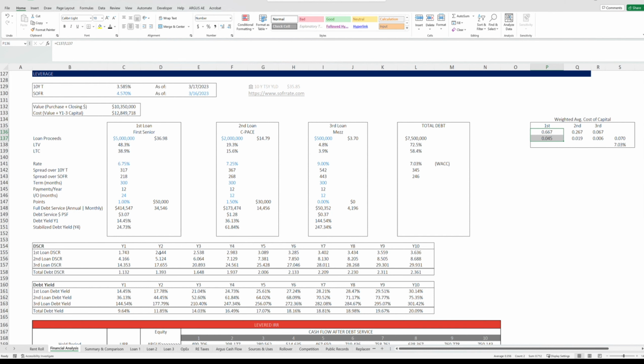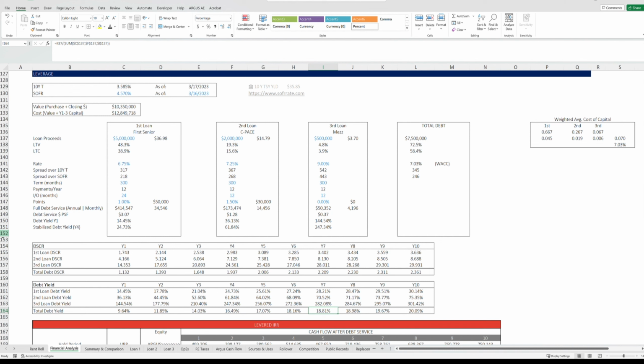And then below, just for my own analysis, I've got debt service coverage ratios for my first loan. This is pulling from year 1, 2, 3, 4, 5, all the way through 10. It's pulling your NOI divided by your debt service, and this is your debt service coverage ratio for all three loans, and then your total debt service coverage ratio. I also have debt yield for all three of my loans, and then the total for each as well. So this is a proper way to analyze your capital stack.